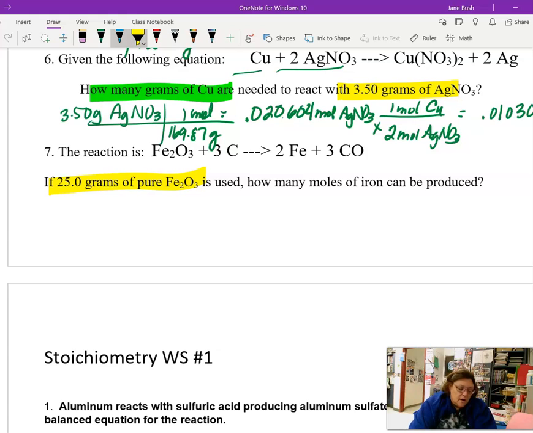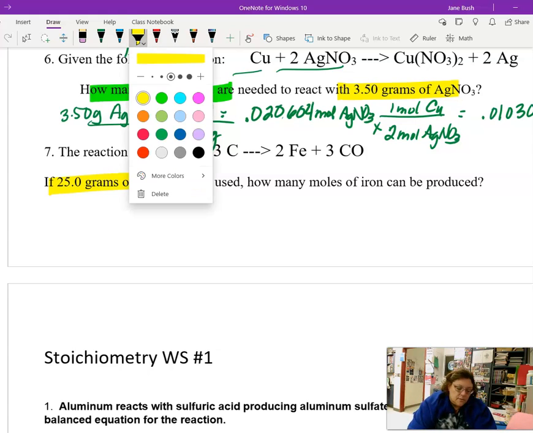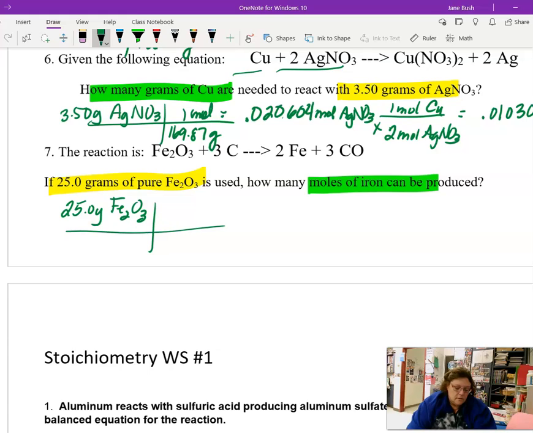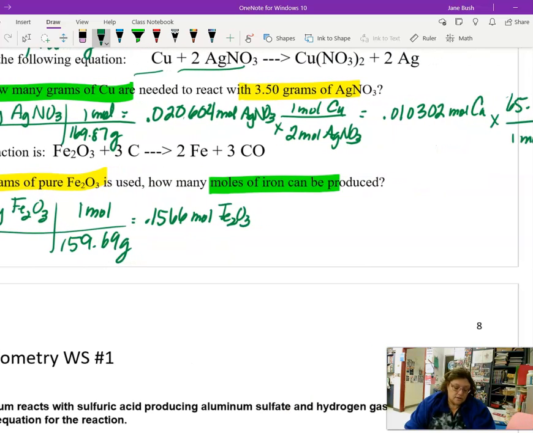25 grams of iron 3 oxide is our known amount, and moles of iron is our unknown amount. So we start with 25 grams Fe2O3. Molar mass of Fe2O3 is 159.69 grams in 1 mole. That comes out to 0.1566 moles of Fe2O3, or iron 3 oxide.